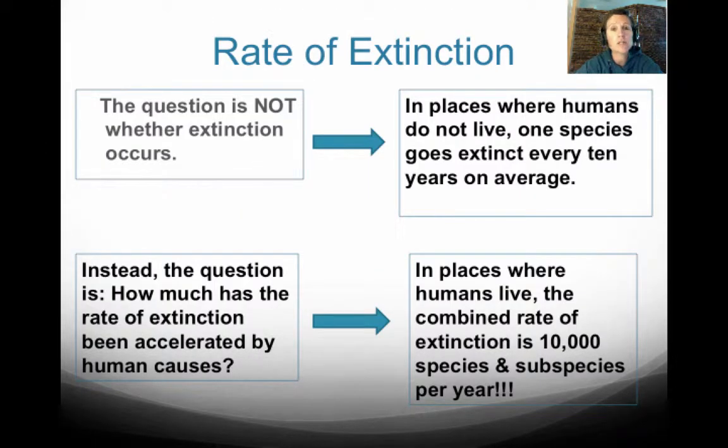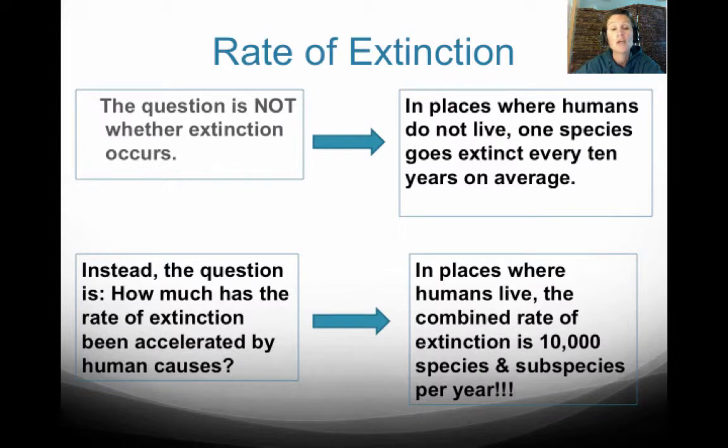Now, with the rate of extinction, the question is not whether extinction occurs. We know it occurs, and we know it's a natural process because there's places where humans do not live, and the average background rate of extinction is that one species goes extinct every 10 years on average. Okay, so that's your background rate. It's a natural thing. It happens whether people are there or not. So it's not a question of whether extinction happens or not.